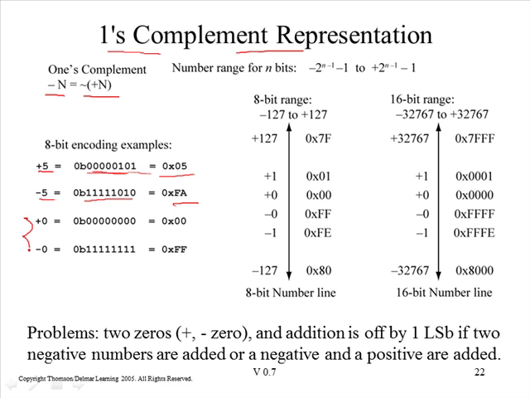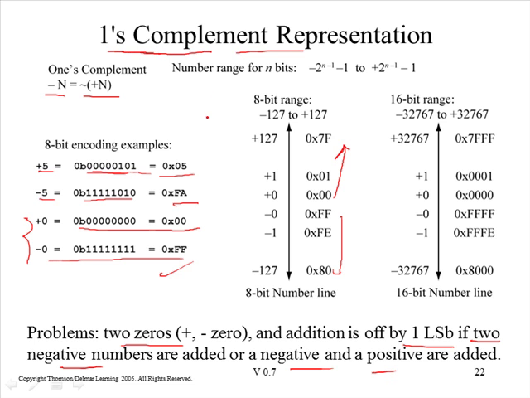We still have the problems of a plus and minus 0. Here's a positive 0. Here's a negative 0. On a number line, we can represent from positive 0 to positive 127 and minus 0 to minus 127. Addition is somewhat better. If we add two positive numbers, we get the correct result. We still get the incorrect result if we add two negative numbers, or if we add a negative and a positive. In that case, the result's going to be off by one least significant bit.